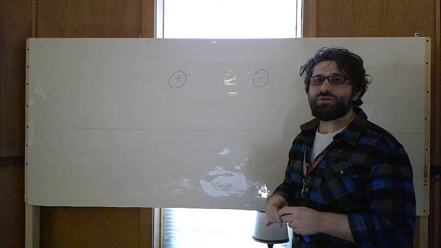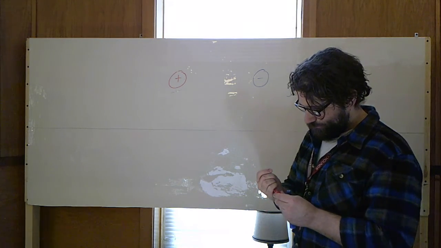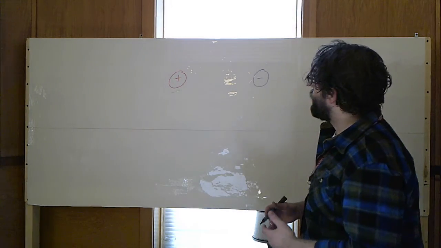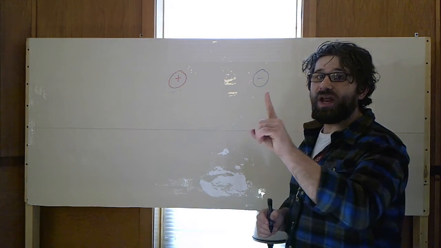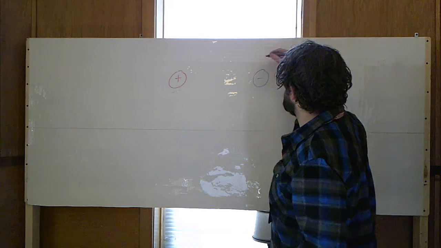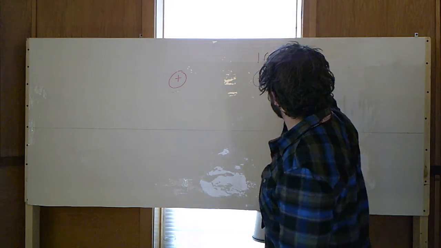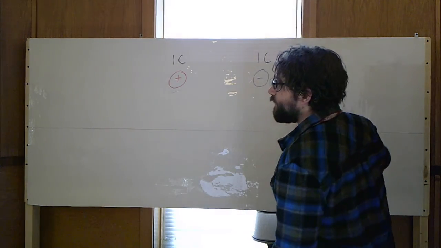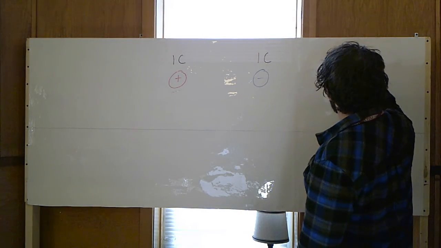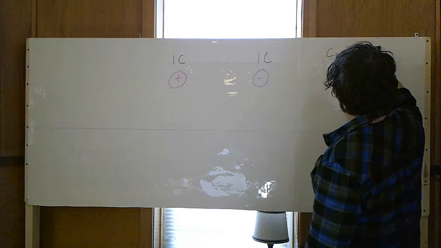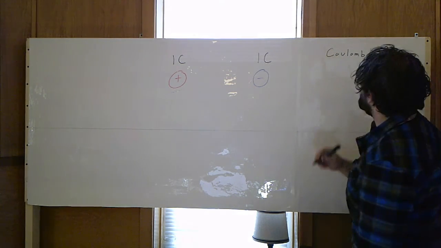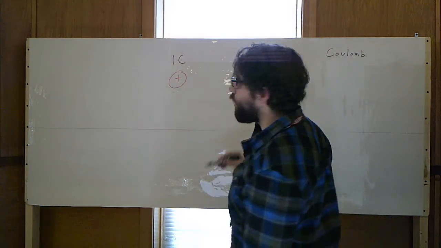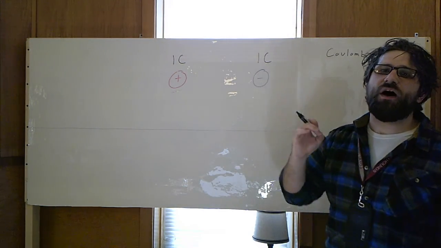What I've drawn here is two charges. We're going to say each of these has a specific amount of charge, equivalent to 1 coulomb of charge. Charges are measured in coulombs. Any idea why they're named coulombs? Coulomb is the guy who figured this out. So, 1 coulomb of charge is actually a massive amount of charge.